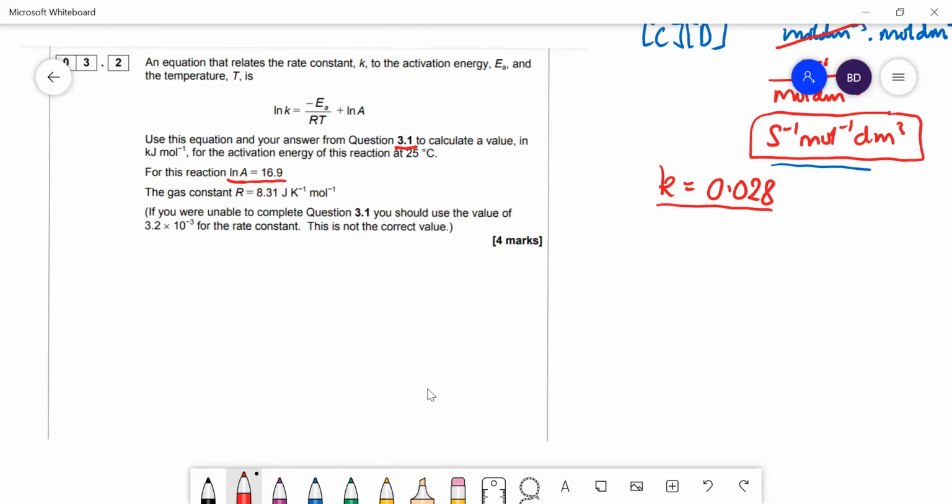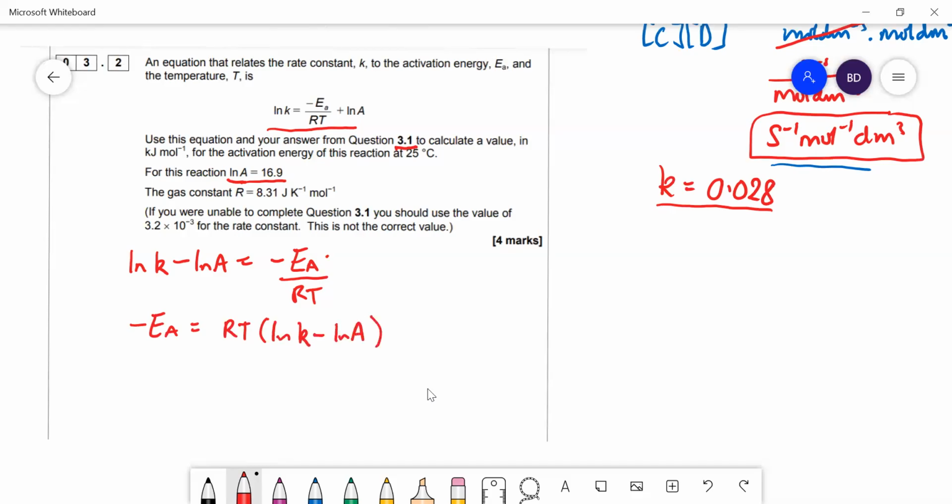Okay, so we have got to work out EA, so we need to rearrange this equation. So we're going to get, first of all, ln K minus ln A is equal to minus EA over RT. Then multiply both sides of the equation by RT: minus EA is equal to RT times (ln K minus ln A). Get rid of that minus sign, put it on the other side.